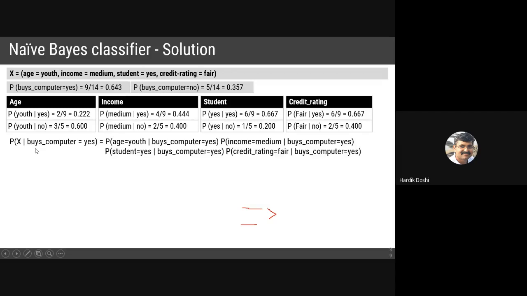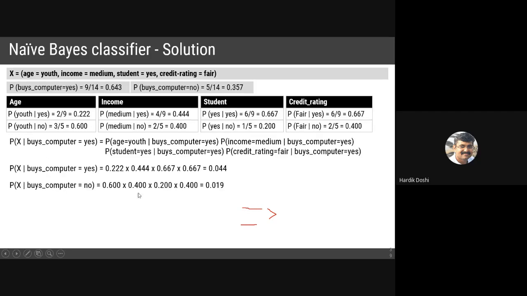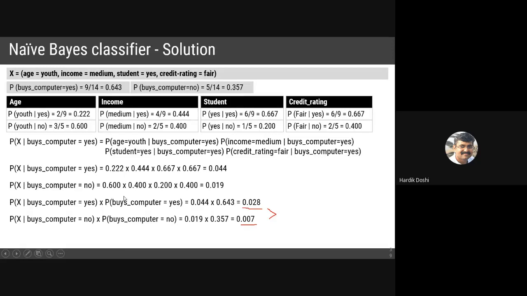Then we need to put them in this formula. We need to multiply all for yes, and then all for no. The answer which we get, we need to multiply individually with the probability of yes over all records, that is buys computer yes, and for all records which are buys computer no. So no with no, yes with yes. Out of whichever is higher, that is our answer. So the naive Bayesian classifier predicts buys computer equals yes, because this answer is higher than the second.